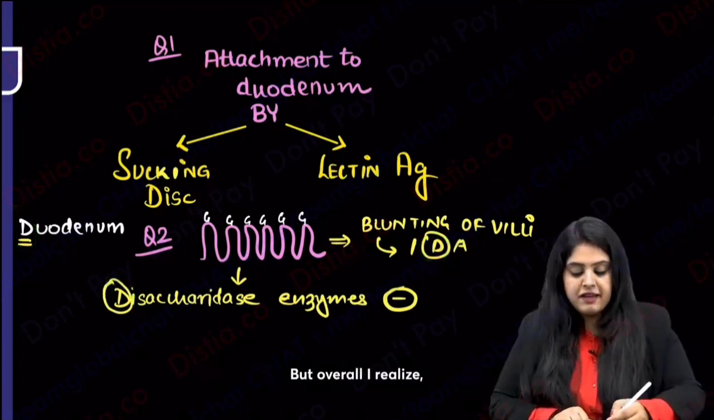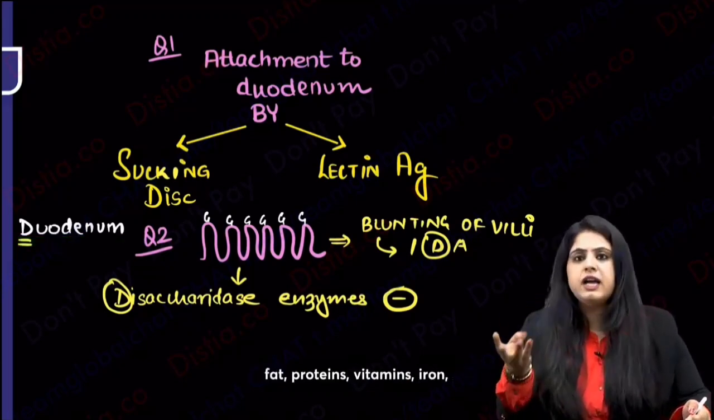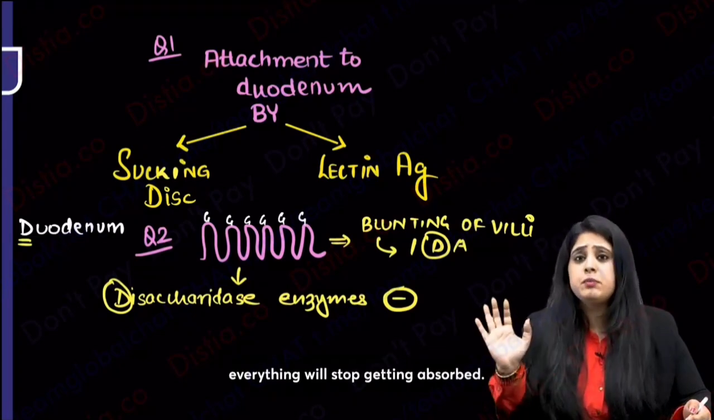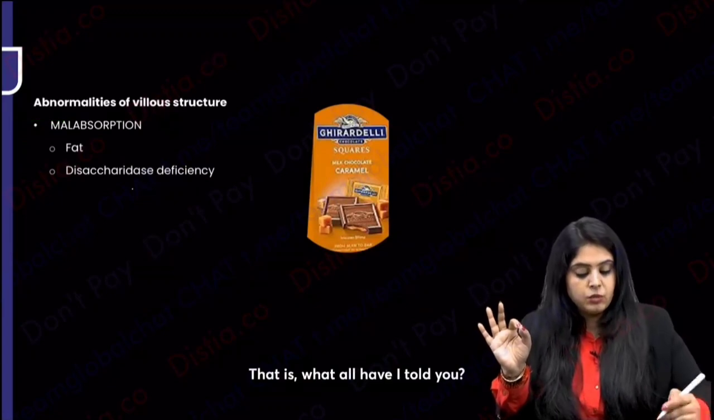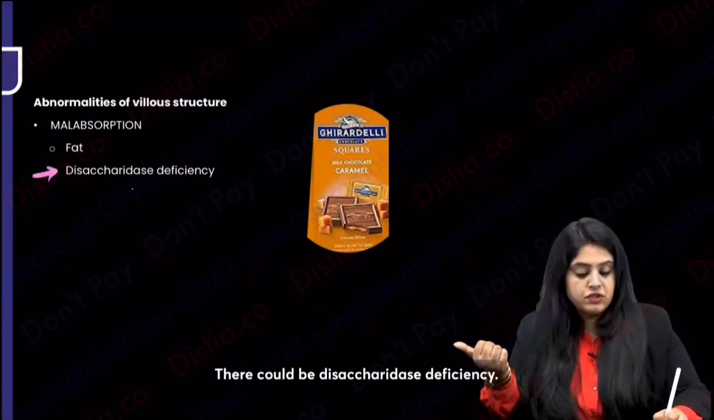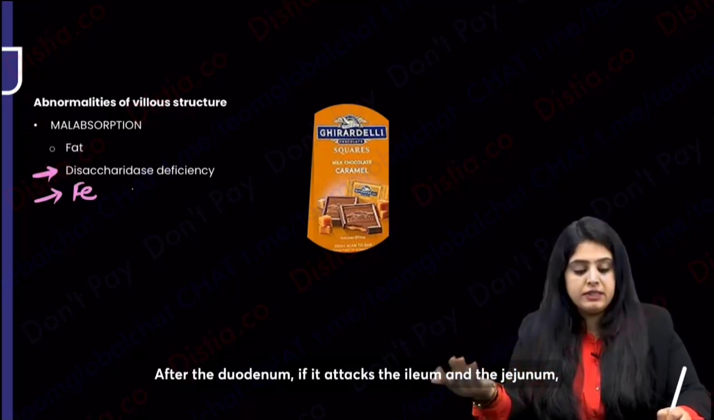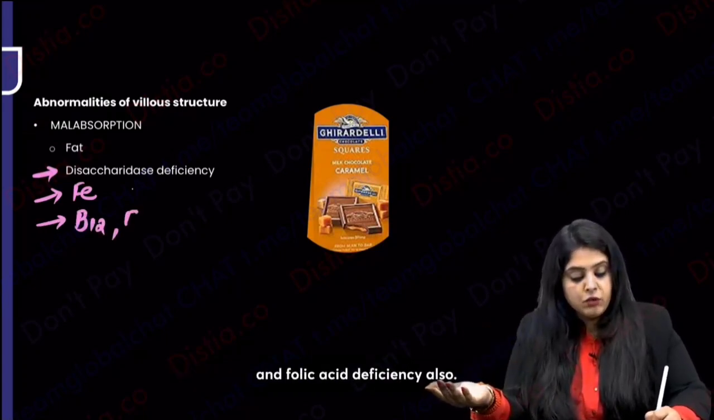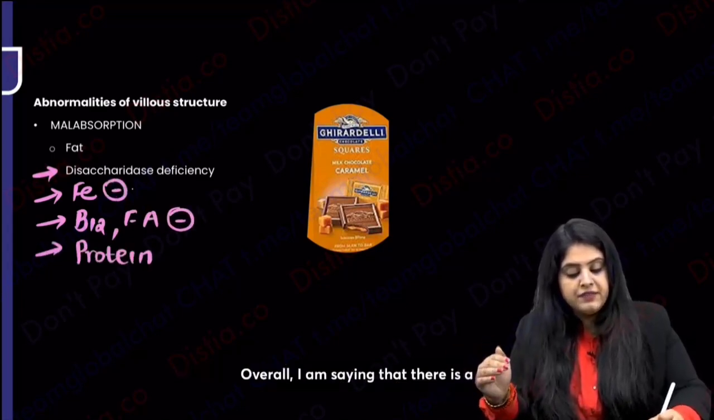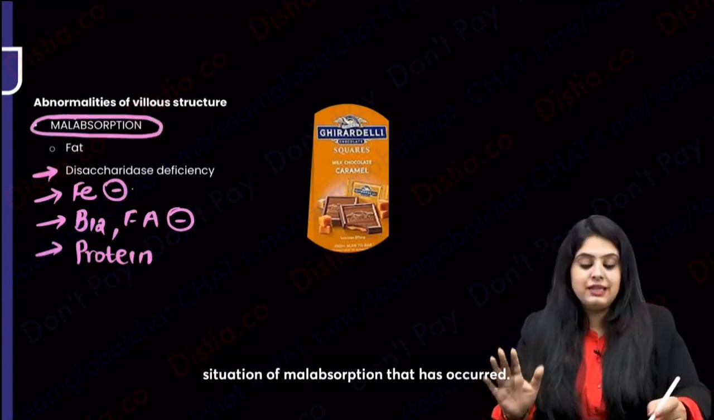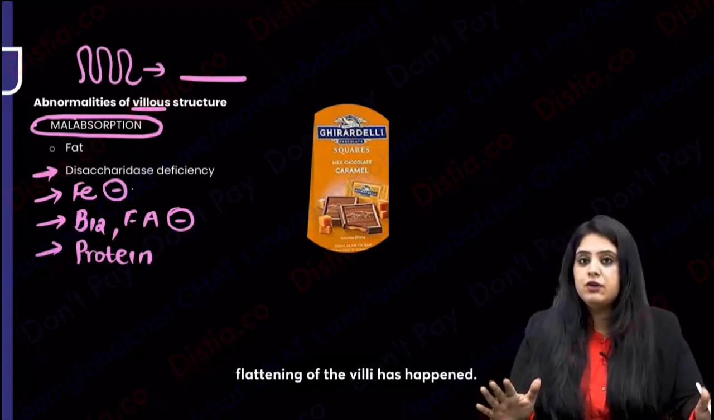But overall I realize everything is not going to be there. Meaning if the intestine is getting affected, you will say ultimately, ma'am, fat, proteins, vitamins, iron, everything will stop getting absorbed. This means my patient is going to land up with a classical malabsorption. There could be disaccharidase deficiency, there could be iron deficiency, even later on after the duodenum, if it attacks the ileum and the jejunum, there could be vitamin B12 and folic acid deficiency also. Other than that, there could be a protein deficiency. Overall, I am saying that there is a situation of malabsorption. Why? Because those villi have now been blunted. Blunting of the villi, flattening of the villi has happened.